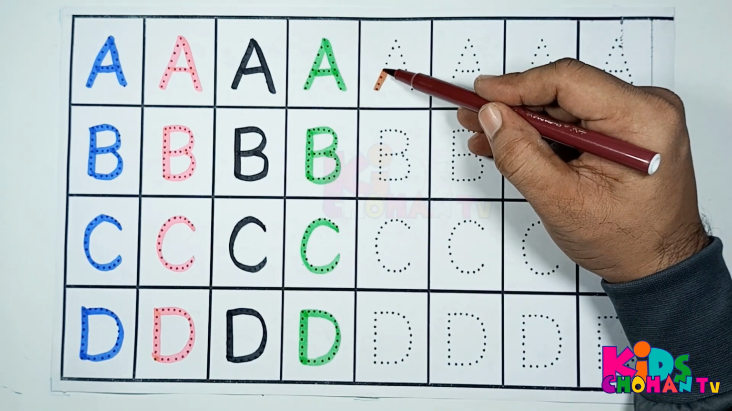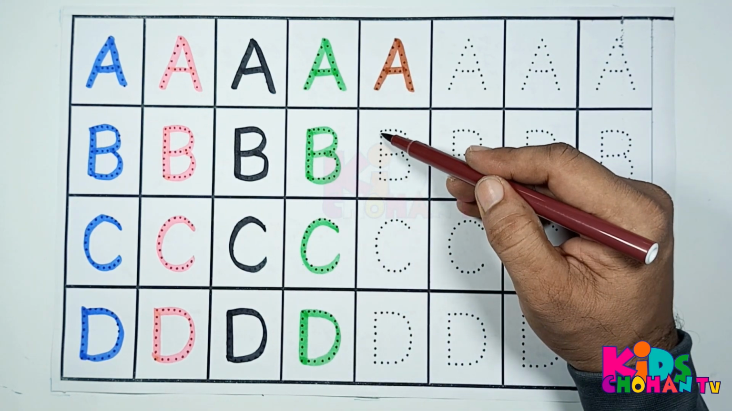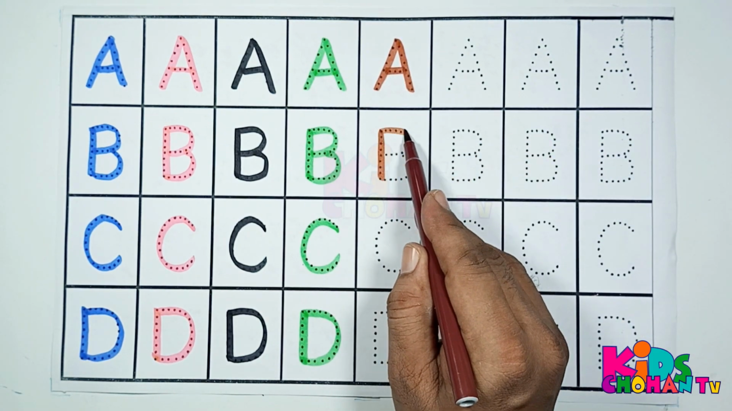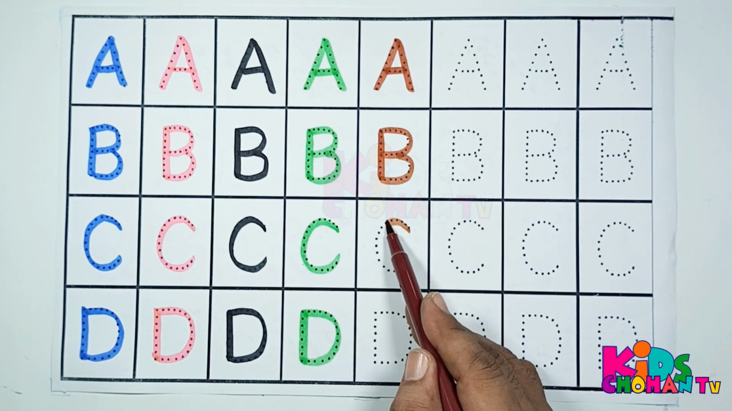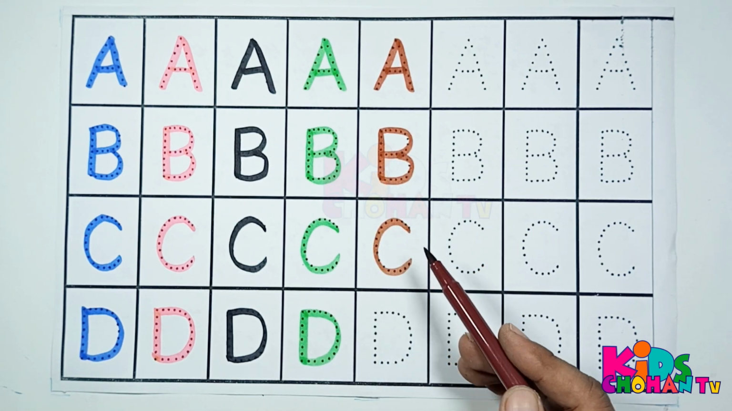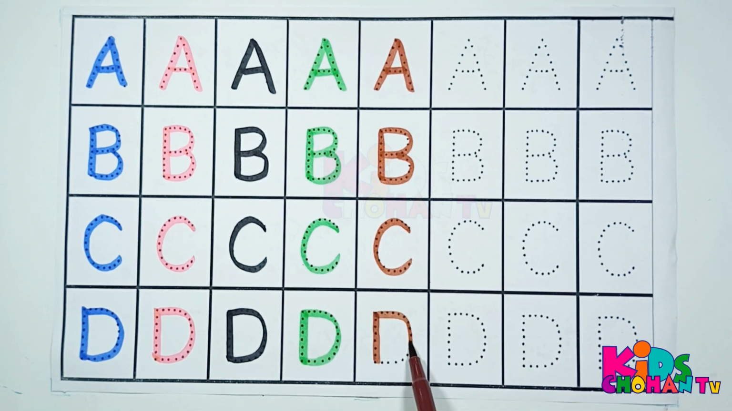Brown color. A for ant, B for ball, C for cap, D for doll.